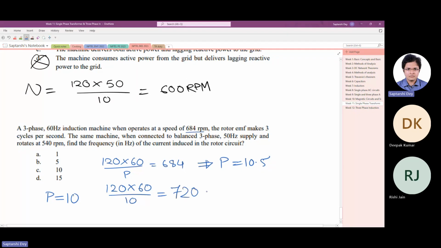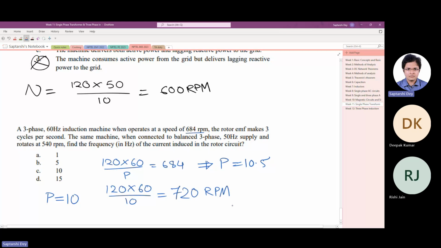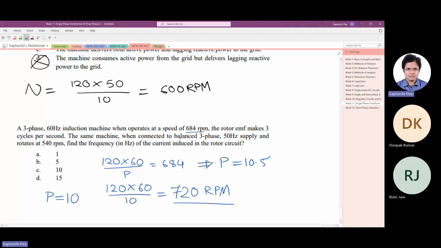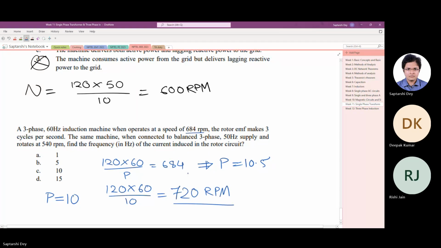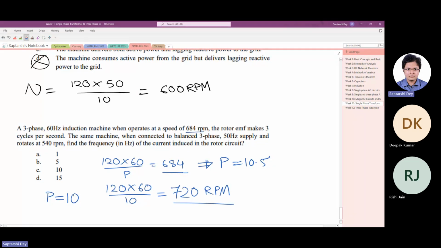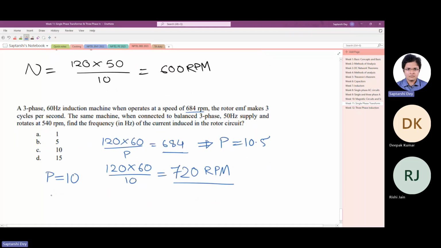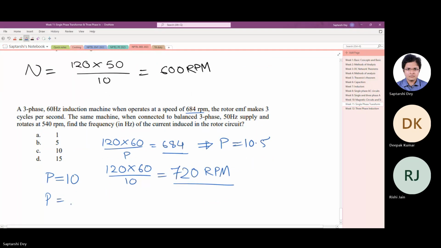720 RPM, so it's matching. How do I know it's matching? Because synchronous speed is 720 RPM and the machine is operating at 684 RPM, slower than the synchronous speed. So the number of poles is 10. That is confirmed. Why not 12? You can say, why not 12? 12 will also give you the same thing.